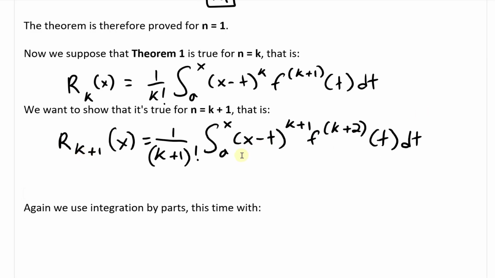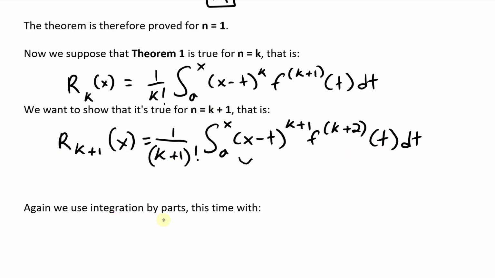All right. So now that we have this, we have assumed that n equals k is true. We're now going to try to prove that R_{k+1} is true, so we have to prove that this statement is true for n equals k plus 1. So what we're going to do is, again, use integration by parts.